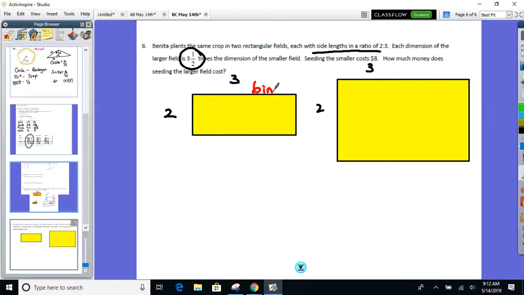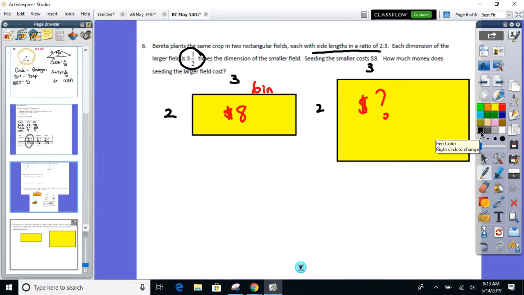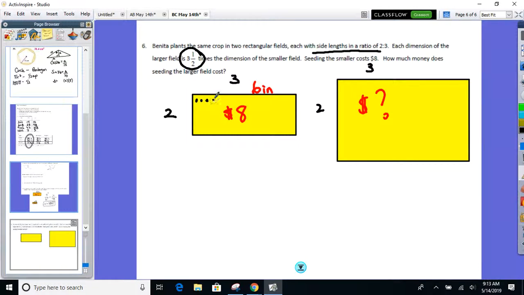The other one would be 3.5 times that. It doesn't matter the numbers. I'm just trying to get you a feel for what the problem is looking at. Everybody good? And then the seeding of the smaller one costs $8. How much is it going to cost to seed the larger one? We've done perimeter today and we've done area. We're not seeding around the outside. We seed the field, which is the inside.